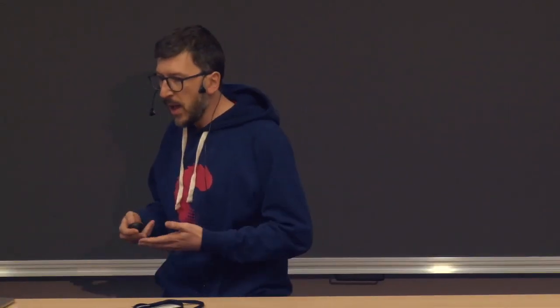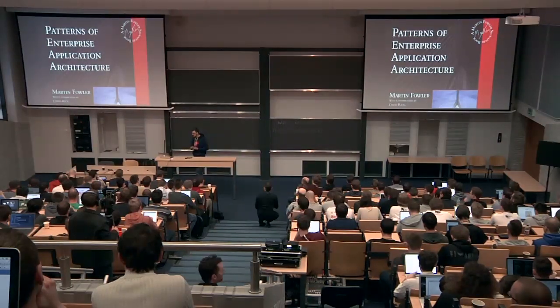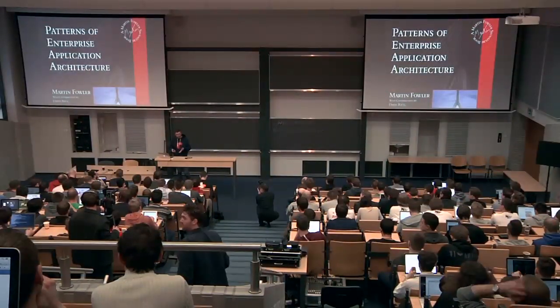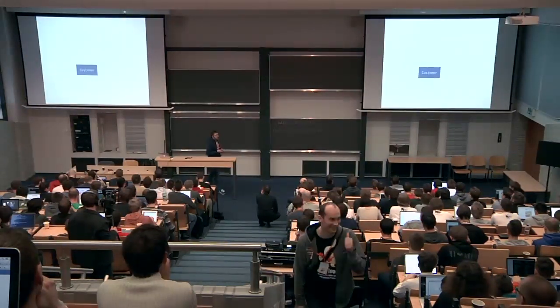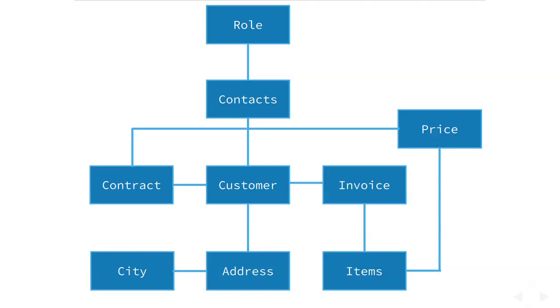Until then, my apps were full of anemic entities. They contained only data and not behavior. After reading this book, I started to model an application, trying to apply, as I understood it, the patterns contained in this book. So I started a new big application and tried to define my domain models. A customer can have an invoice, an invoice can have items, a customer has an address tied to the city, the price, the contract, the contacts, the role, and so on.